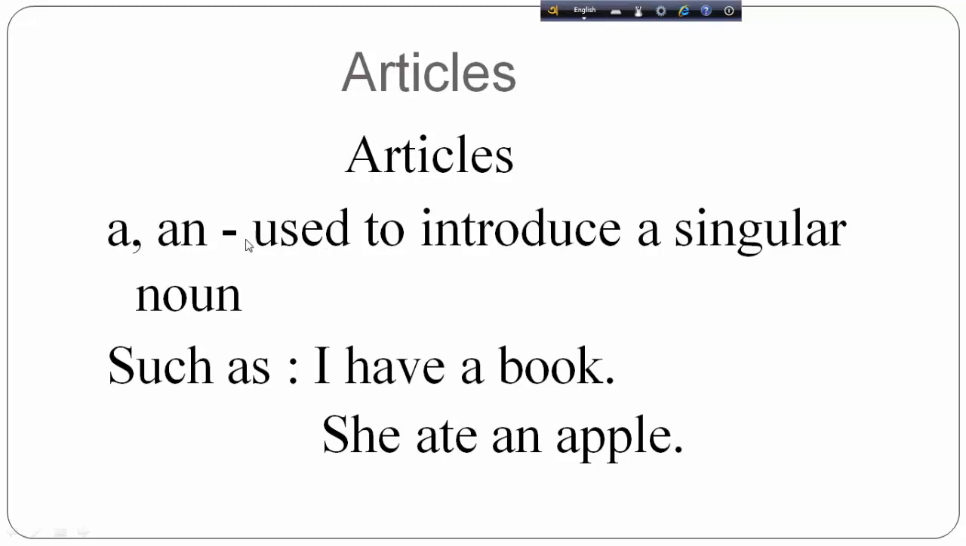So, articles a or an are used to introduce a singular noun, isn't it? Such as, I have a book. A introduces the singular noun book. She ate an apple. So an points out the singular noun apple. So we use a or an to point out a singular noun.